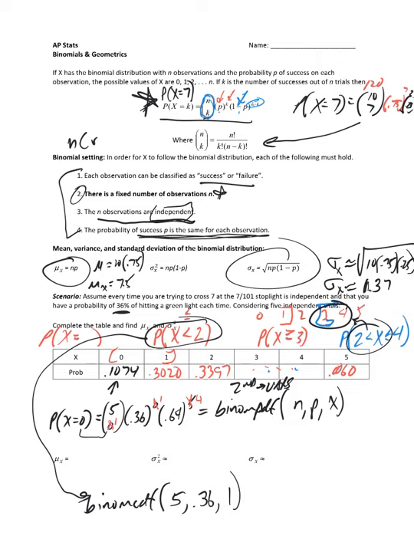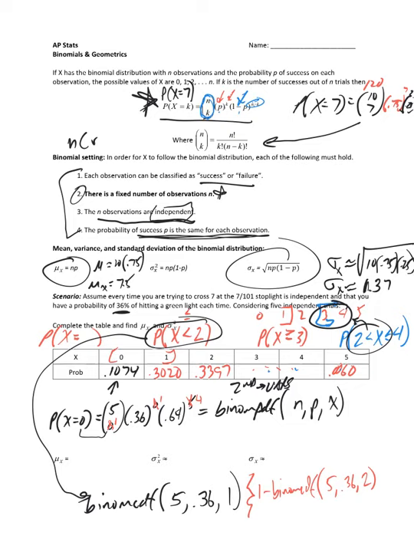The greater than or equal to 3 scenario here, that one's a little different because, again, greater than or equal to 3, so we want 3, 4, and 5. Well, the CDF starts at 0. So in this case, you could actually do a 1 minus binomial CDF of 5, .36, and 2, because then that would take out 2, 1, and 0, which leaves us with 3, 4, and 5. Okay. The other way you could do that is simply PDF of 3, PDF of 4, and PDF of 5 and add them all up as well.